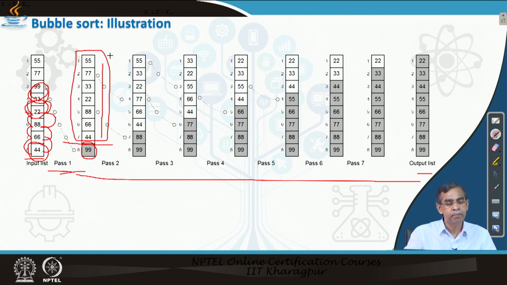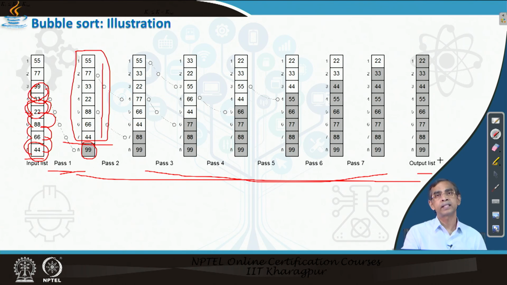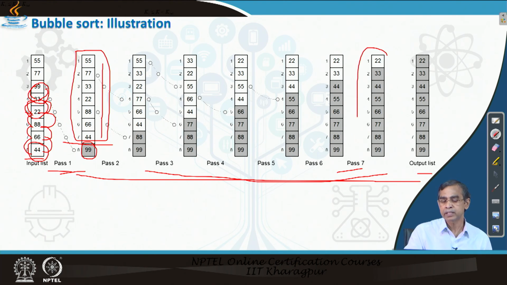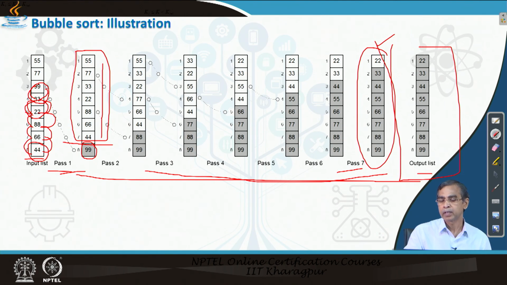The same procedure you can follow again, starting from here, and you can see 88 is the heaviest bubble, so it comes here, and this will continue. If the total number of elements is 8, then it takes around 7 passes. After 7 passes we see that all elements are stored in this order only. So the list is finished, and this gives you the output list, that means the elements are in sorted order.